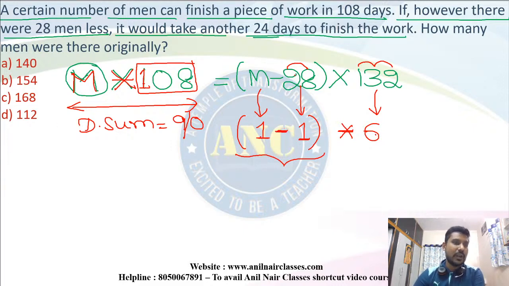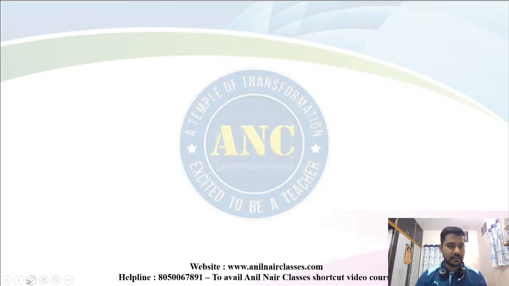Check it out. 140 digital sum is not 1. 154 is 1. 168 is not. Sorry, I made a mistake there. 154 digital sum itself is 1. 168 in fact is not 1. Let me erase here, where I made a mistake.